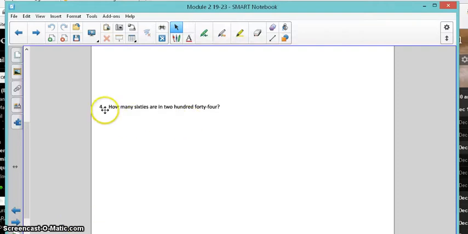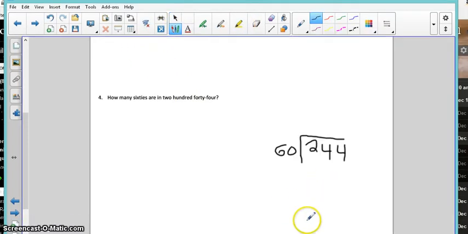Number 4 says, how many 60s are in 244? And yeah, in case you're wondering, I did skip ahead. The first page is kind of redundant, but I'll go back to those in a second. But I wanted to start on number 4 in the back. Anyways, let's set this up. Time travel. And here's the setup.